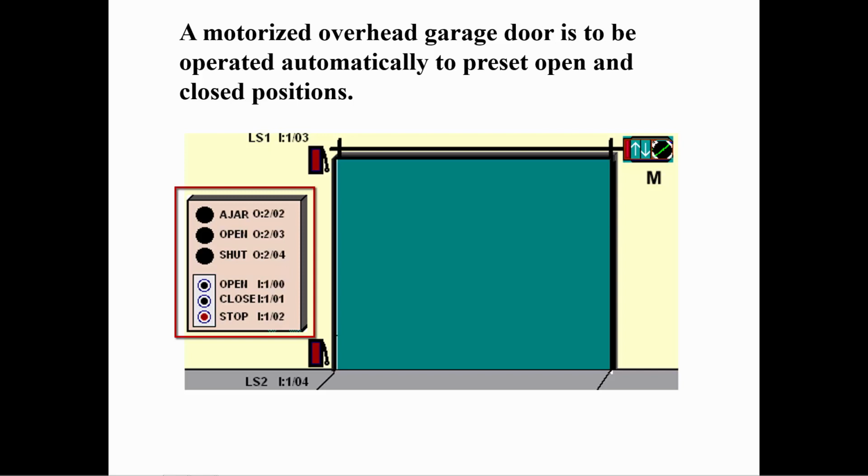For inputs, there are three push buttons: open, close, and stop. There are also two limit switches. LS1 indicates that the door is fully open, and LS2 indicates that the door is fully closed. In this example, contacts on the down limit switch LS2 close when the door is fully closed. The contacts on the up limit switch, LS1, are held closed unless the door is fully open.